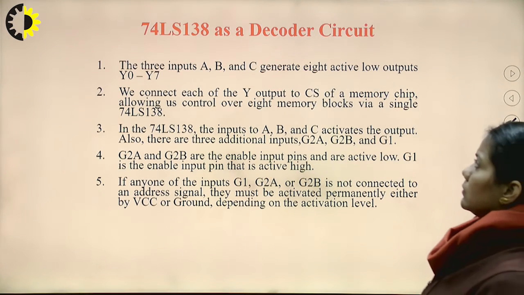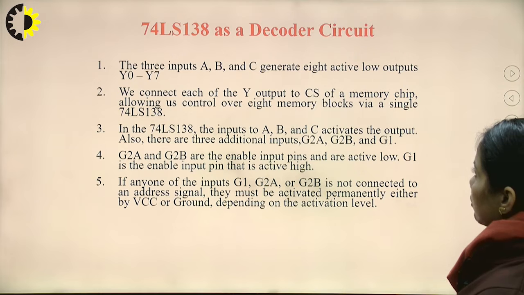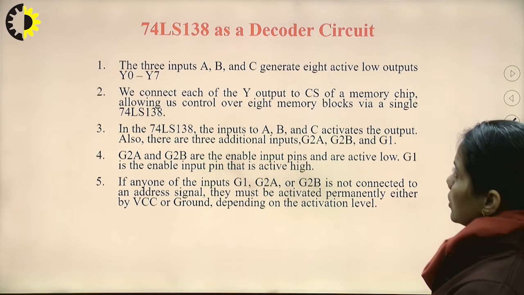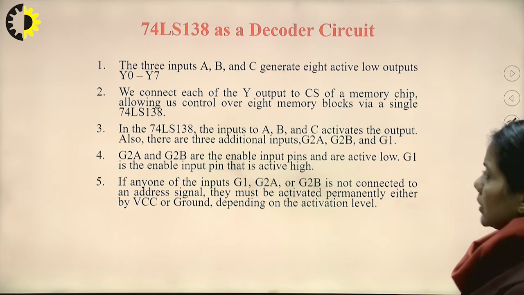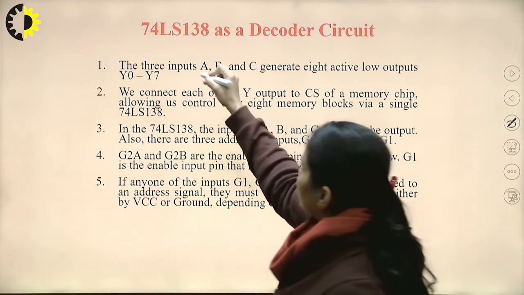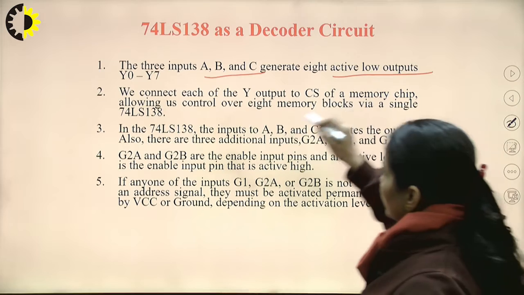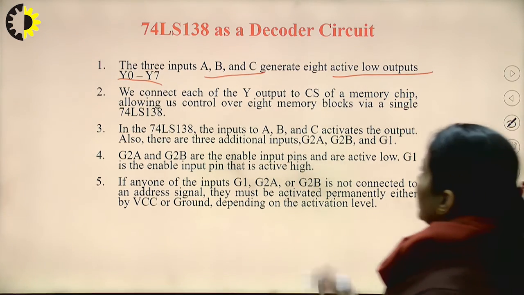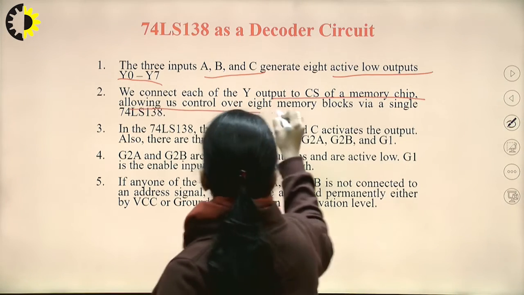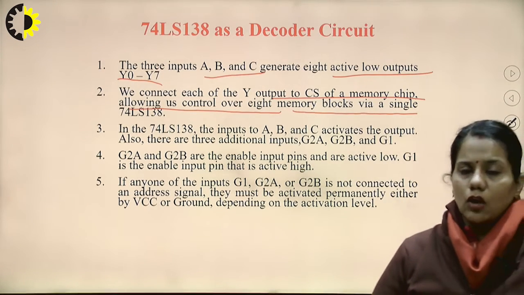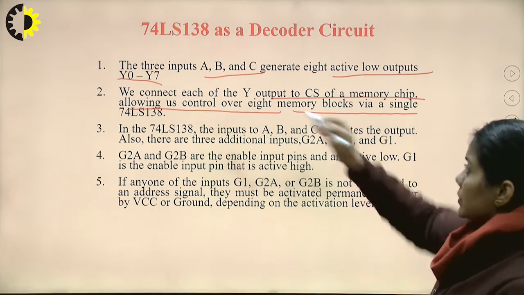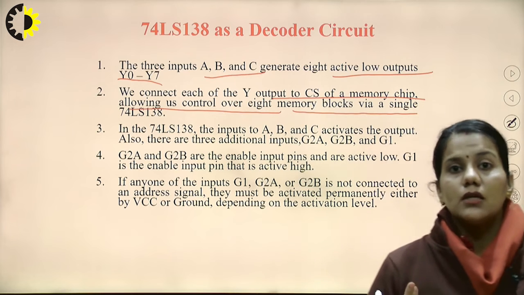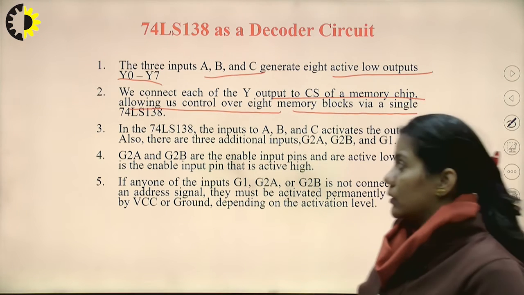Now, another way of making this chip select logic or selecting this memory IC is the decoder circuit. 74LS138 is the typical decoder IC where 3 are the inputs, A, B, C, and there are 8 active low outputs, Y0 to Y7. We connect each of the Y outputs to the chip select of a memory chip, allowing us to control 8 memory blocks. Since we have 8 outputs, by using 3 inputs A, B, C, we can select or deselect any of the 8 memory chips connected.